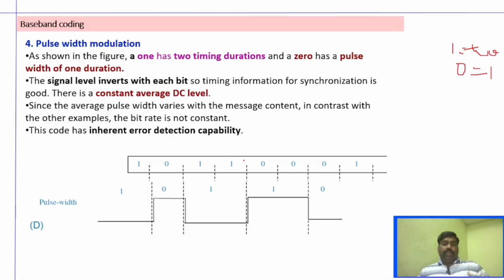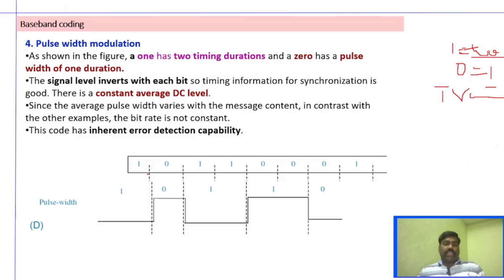So we will see this condition. I'll repeat it again. For one, you will have two time periods, and for zero, you will have only one time period. And apart from it, for every bit there will be a transition at the beginning.